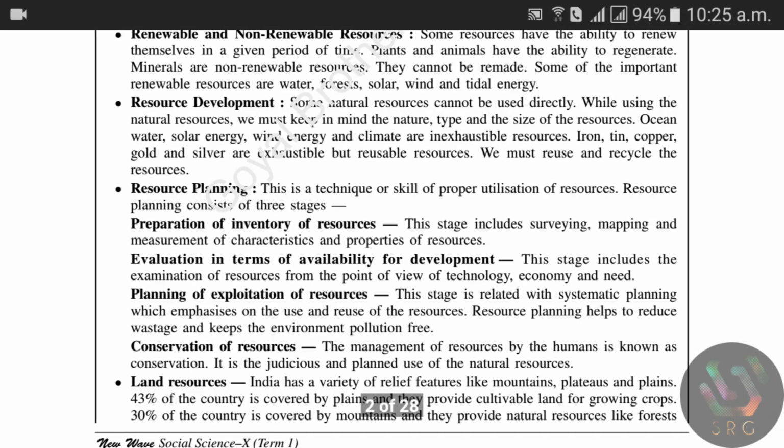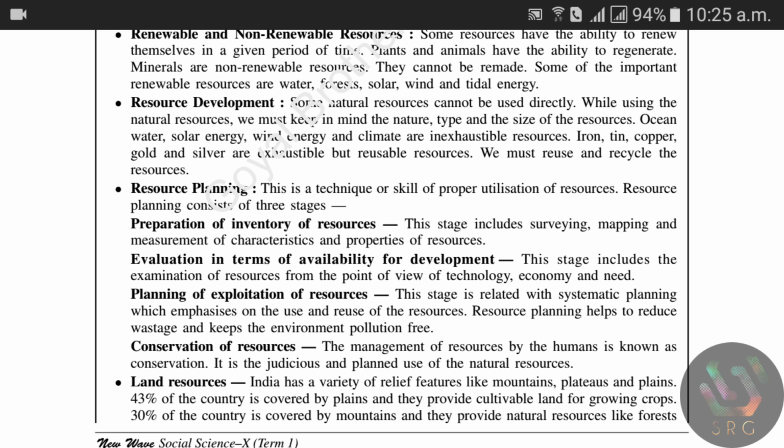Resource development. Here comes the main part of the chapter. In this part, you're going to be learning how a resource is developed, and you know what? They're basically developed by means of human beings. Human beings are those animals who develop it.